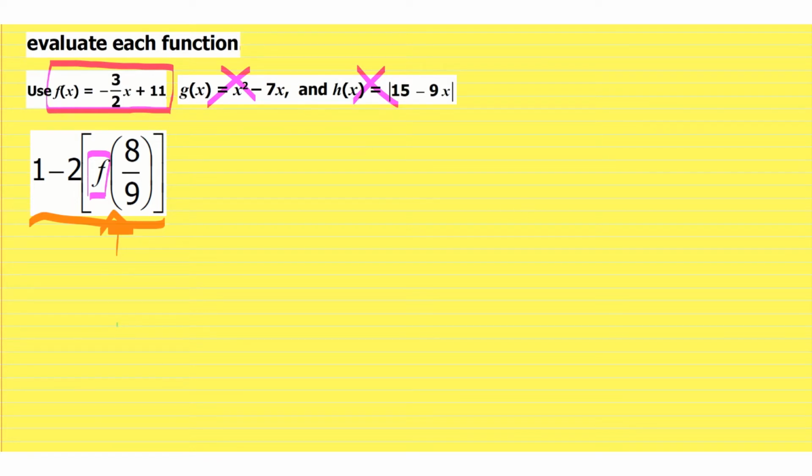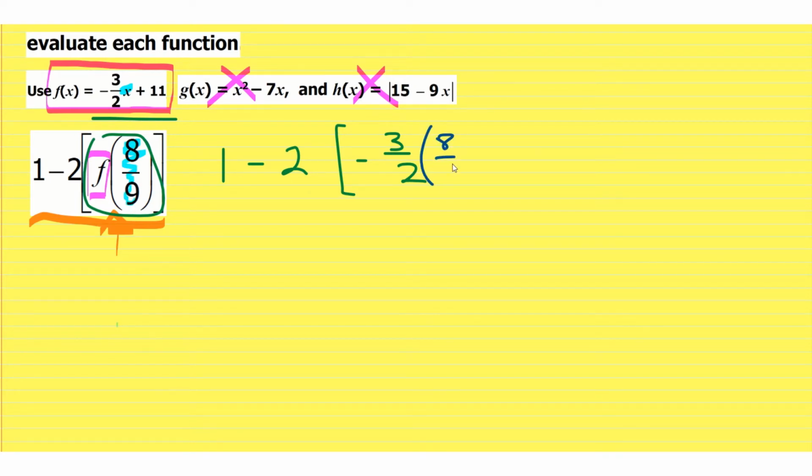Okay, so let's rewrite this. We're going to have 1 minus 2 bracket. Then we're going to put our function inside here. So our function is right here. It's going to be negative 3/2. It tells us that the x value for our function is going to be equal to this 8/9. So that's what we will put in here. 8/9. Okay, and then we will have plus 11 on the end, and we will close our bracket.